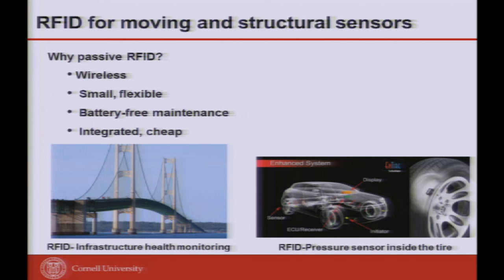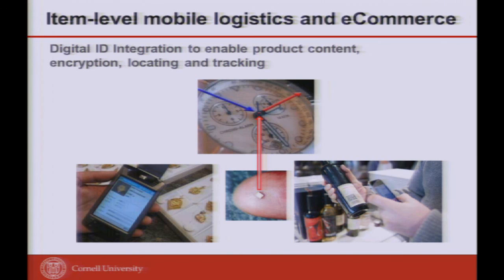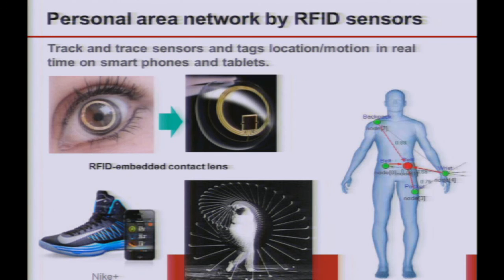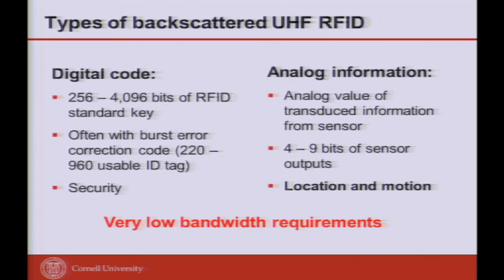If you can do things with RFID, it will be great, because the tag is passive and there's no battery. You can use it in many things. Maintenance and deployment become much easier. You can have all these funny applications: item level RFID, and body area networks. Promising.